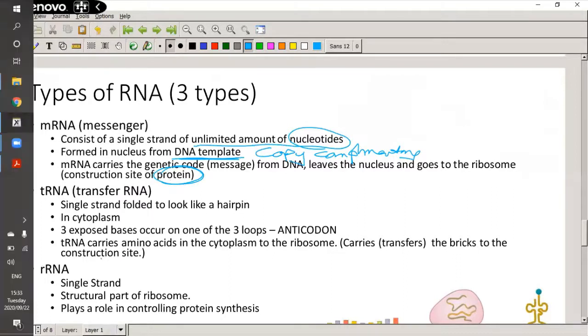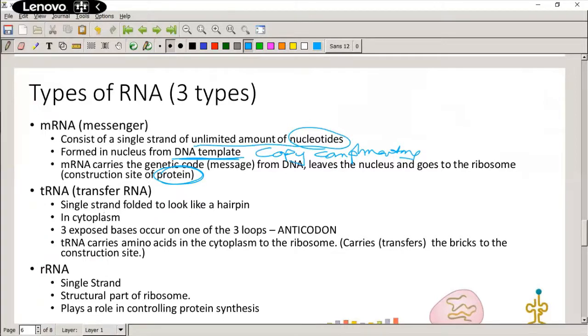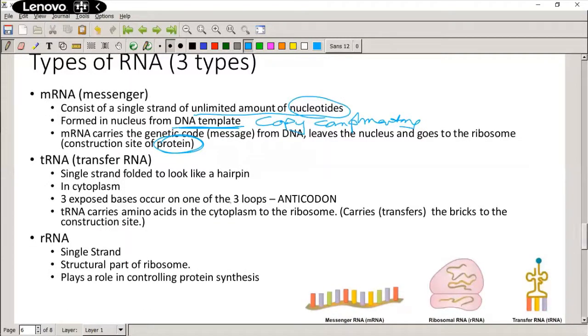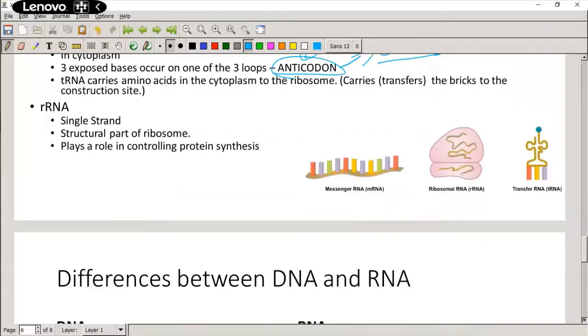The tRNA is a single strand folded to look like a hairpin, and it's in the cytoplasm, and it's responsible for collecting amino acids. It has a complementary code that fits onto the codon of the mRNA. Because it fits complementary to the codon, we call it an anticodon. So it reads the codons. The tRNA carries amino acids from the cytoplasm to the ribosome, and you'll see when we do protein synthesis where that happens. Then rRNA is a single strand structural part of the ribosome, and it plays an important role in controlling protein synthesis.